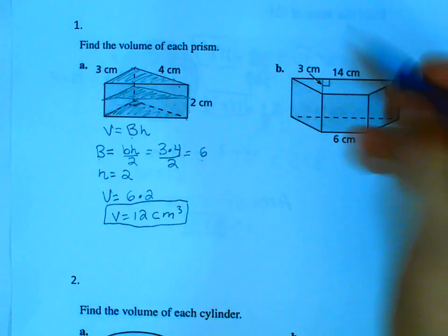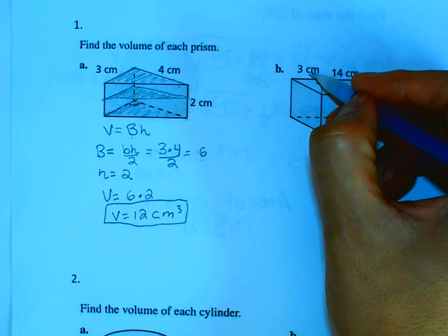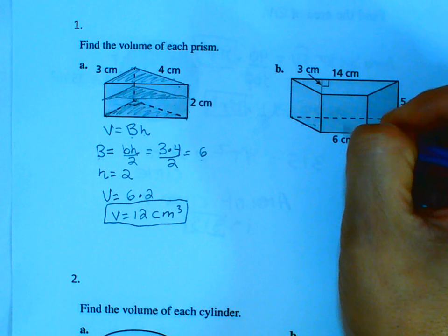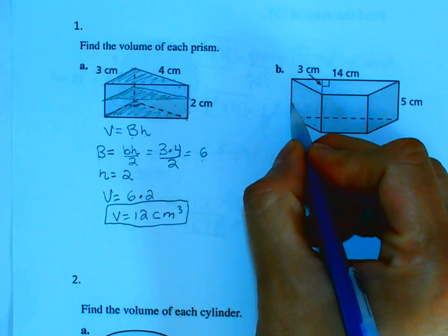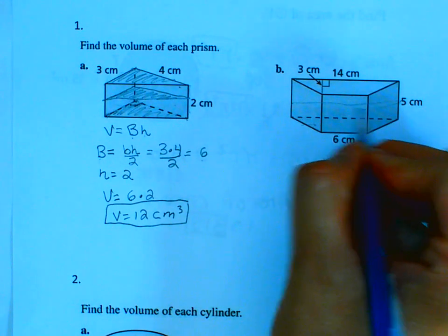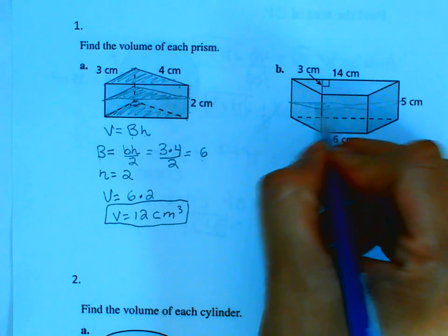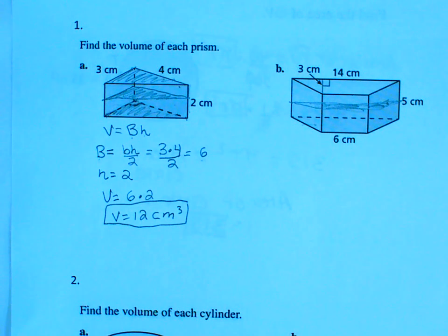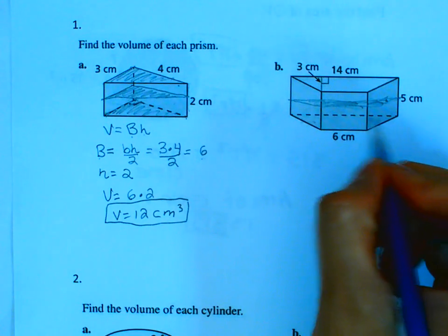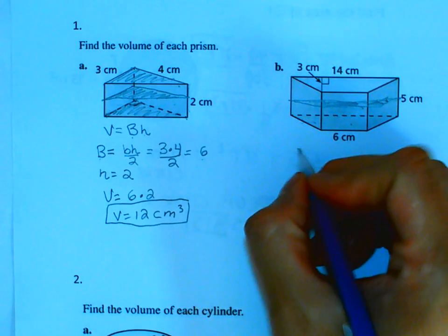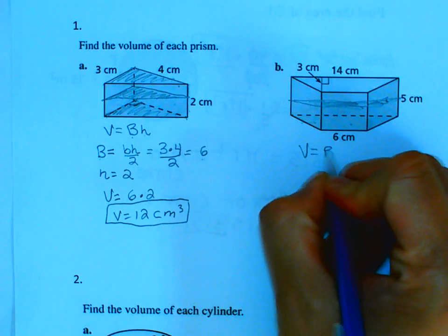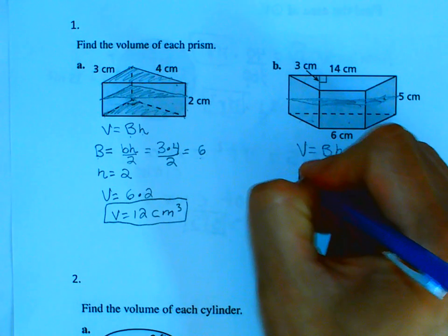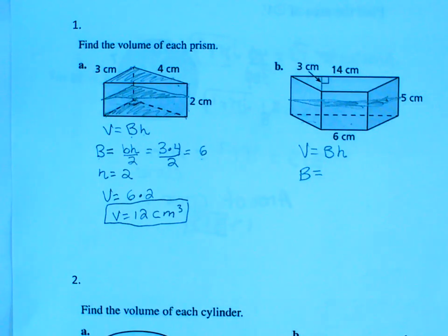For example, on this one, if I were to do a vertical cut right here, the shape created here will not be the same as the shape created right here. However, if I were to cut this horizontally, this shape right here will be the same as the one at the bottom and the one on top. So this right here is the base. So the volume is the area of the base multiplied by the height. So what is the base? The base in this case is a trapezoid.